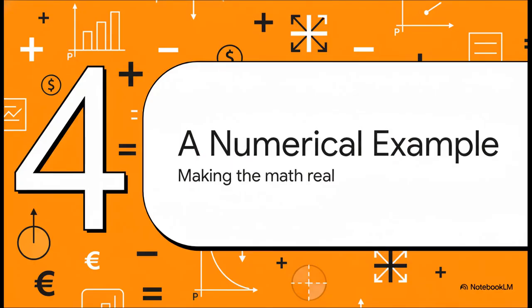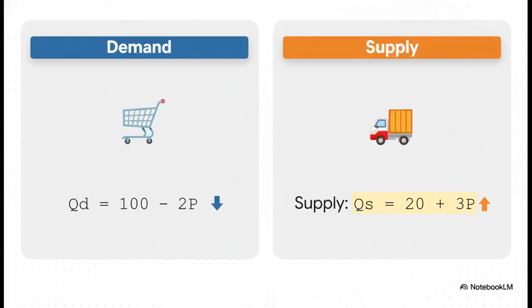Okay, theory is great, but let's make this real. We're going to swap out those letters for some actual numbers and find the equilibrium for a market right here, right now. So here are our equations for this market. On the demand side, we have 100 minus 2p, and for supply, we've got 20 plus 3p. You can see it right there, that negative slope for demand and the positive slope for supply, just like we talked about.